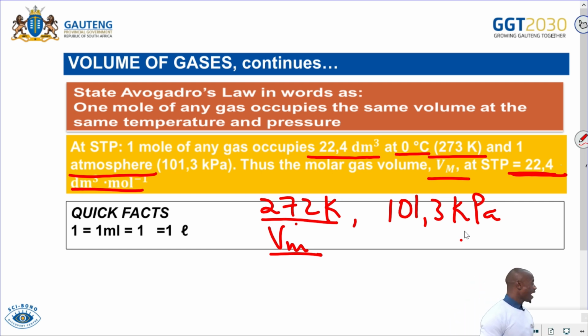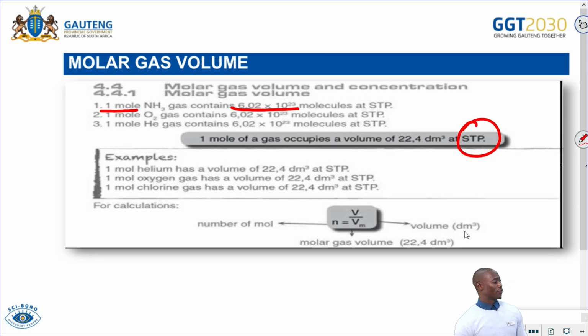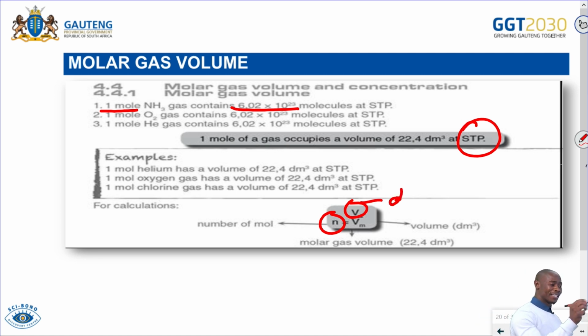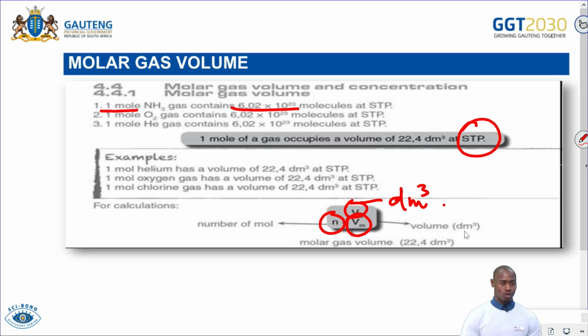Another thing that is very important: it's not always the case that you will be given, for example, when it comes to this equation, n is the number of moles. V is the volume of a gas, not just volume of anything, and not volume of a solution. Volume of a gas, which is measured in cubic decimeters. Then Vm is the molar gas volume. We are not saying it's 22.4. This is the molar gas volume.